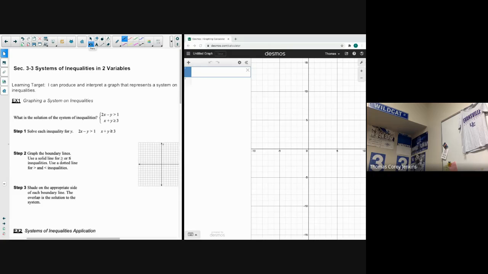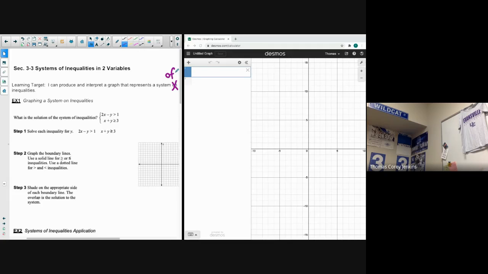This is the last lesson before the quiz that we'll do, the mid-chapter quiz, just a heads up on that. And it is about graphing systems of inequalities, which we've already kind of started on our DMR, so you should have a little bit of a head start there. Learning target is I can produce and interpret a graph that represents a system of inequalities. The slide says "on inequalities," but that doesn't make sense, so that's a typo. It should be "of inequalities." All right, so on that note, we'll get right to it.